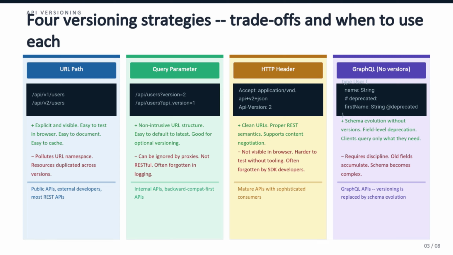Now second strategy, query parameter versioning. Here, instead of putting the version in the path, you pass it as a query parameter. Something like /api/users?version=2. Very easy to implement. And your URL structure stays cleaner.